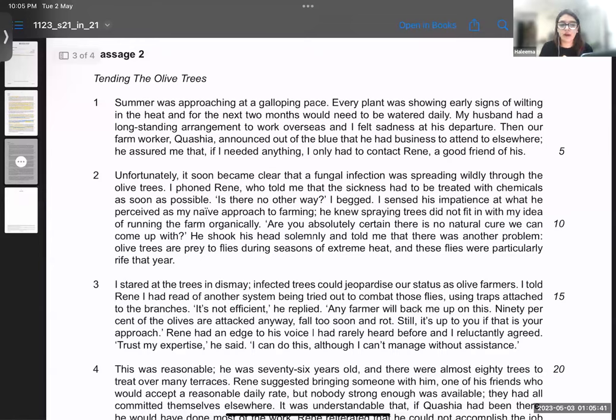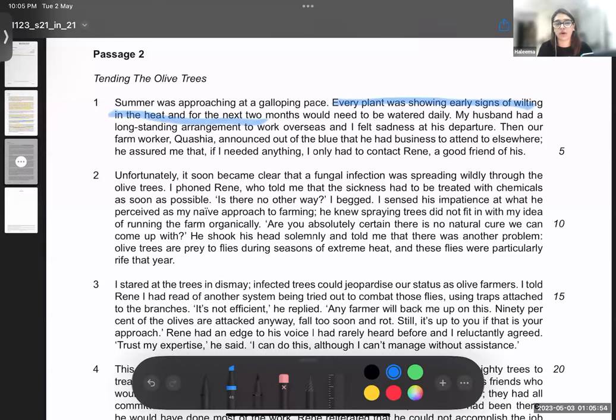In this one, you will notice that the entire statement is not necessary. If you just write the fact that every plant was showing early signs of wilting in the heat, this is something that basically highlights the idea that it's going to be a hot summer. Okay. And that is all you're expected to add in here. So you just basically pick out that idea and write it within the answer. You can write it in your own words as well, as long as you portray the complete meaning. So it's not that you have to copy paste, you can write it in your own words.